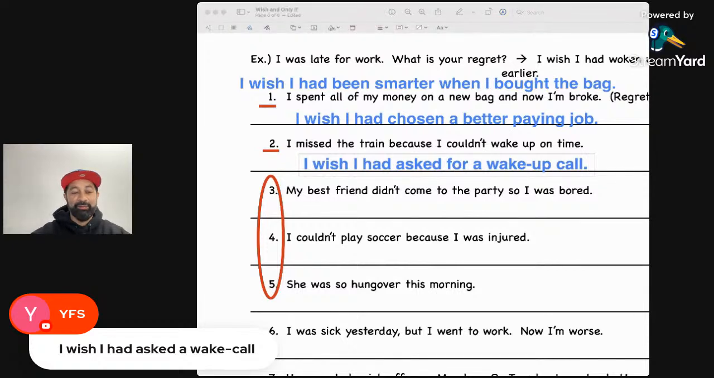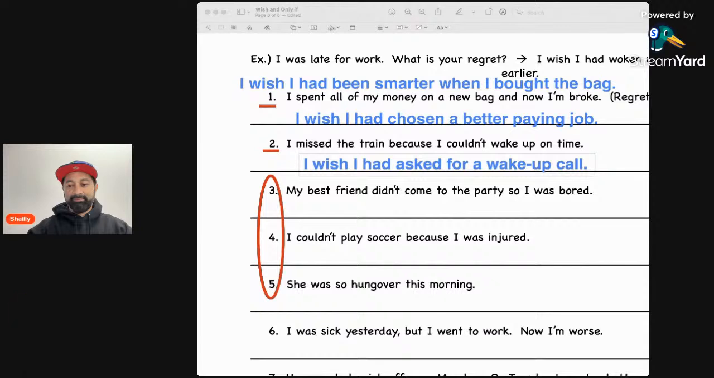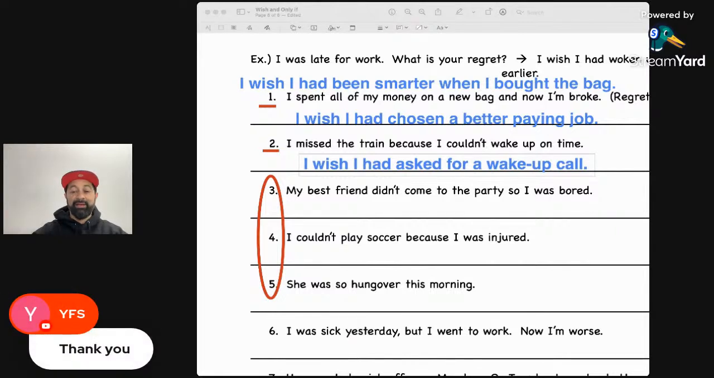Oh, look at that, YFS. You had it, you put it at the same time as me. Wake up call. Perfect. And don't forget, asked for. You ask for something. Okay. Anybody have a different answer for number 2? Yes, YFS. Good. 4. Perfect. You're welcome, YFS. We always ask for something.